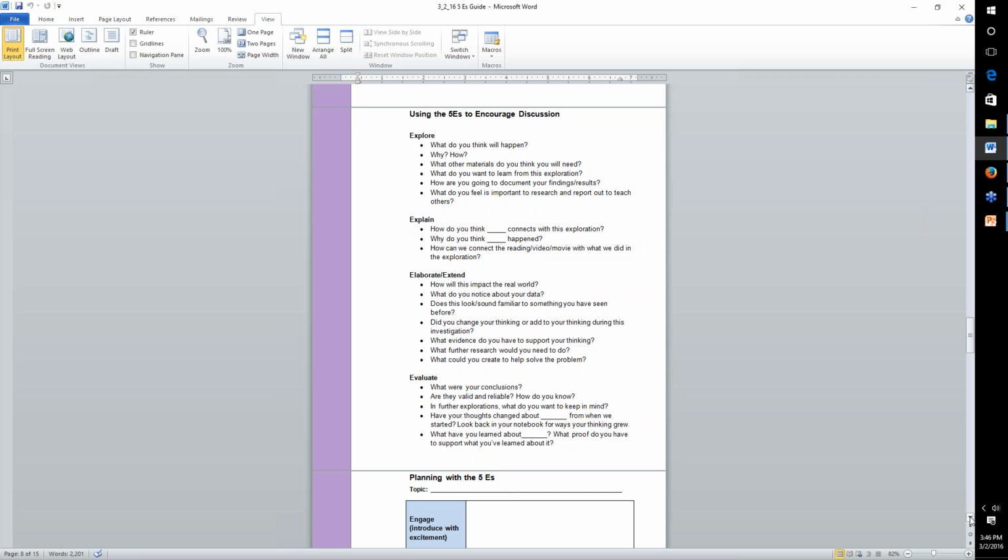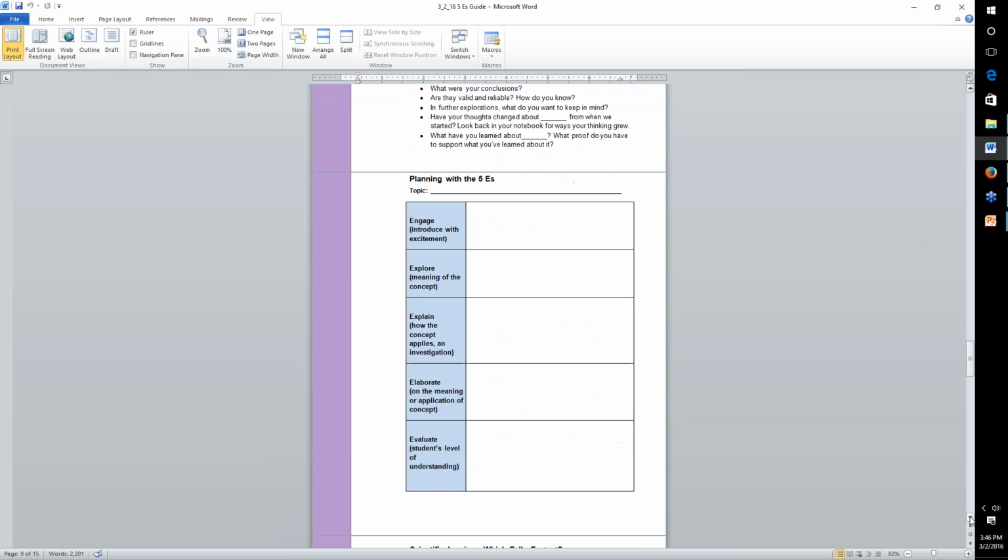The next one is actually a planning document for you, where you go through and figure out, okay, I'm going to take on this topic, and here's how I'm going to get them excited. Here's where they're going to do a little exploration. These are the things that I need to explain and get into that conceptual understanding. Here's a chance for them to take that and apply it. And then finally, how will I evaluate? Again, you're not looking to develop an elaborate lesson plan, but rather make sure that we're hitting those points so that we keep our students engaged.